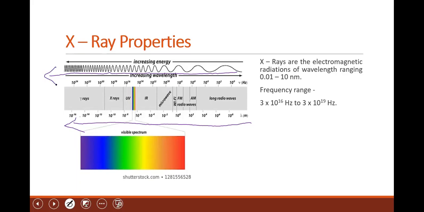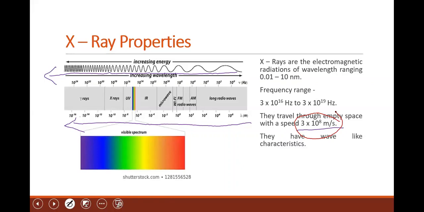But gamma rays have higher energy than the X-rays. Next, they travel through empty space with a velocity of 3 into 10 to the power of 8 meter per second, because they are all electromagnetic waves here.